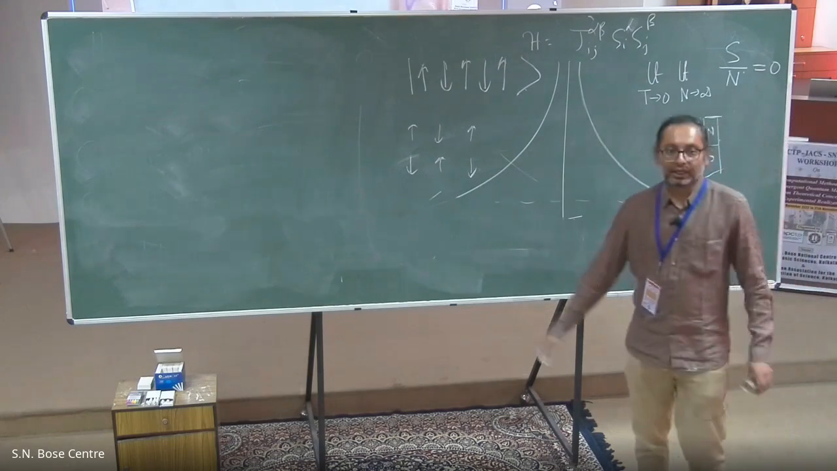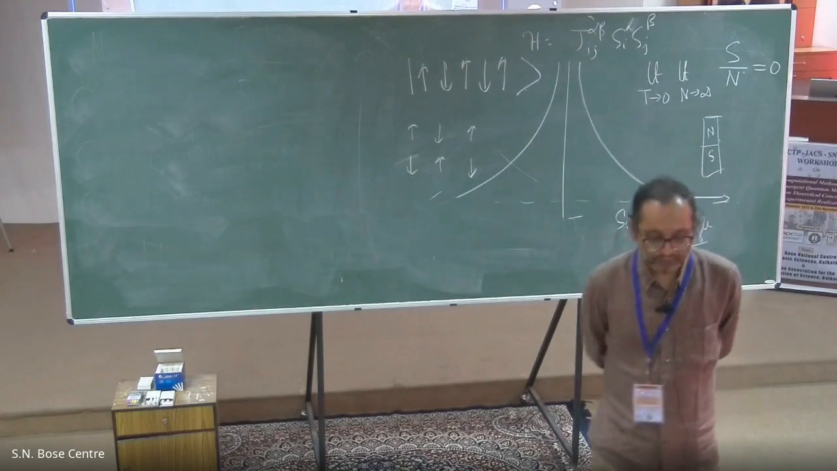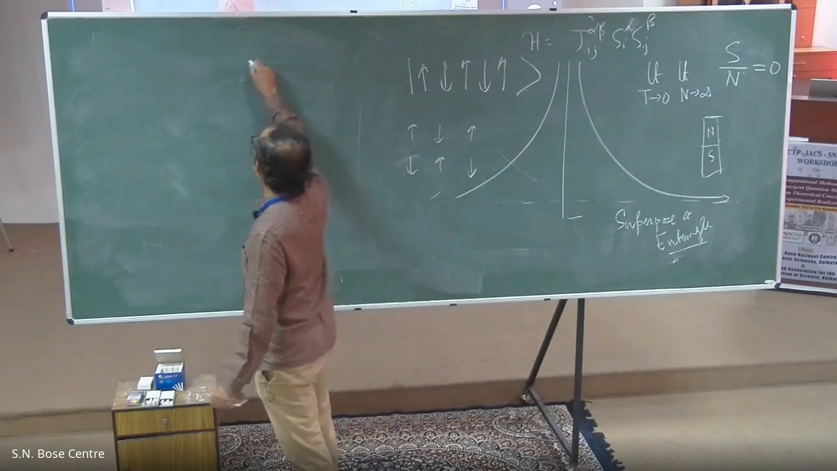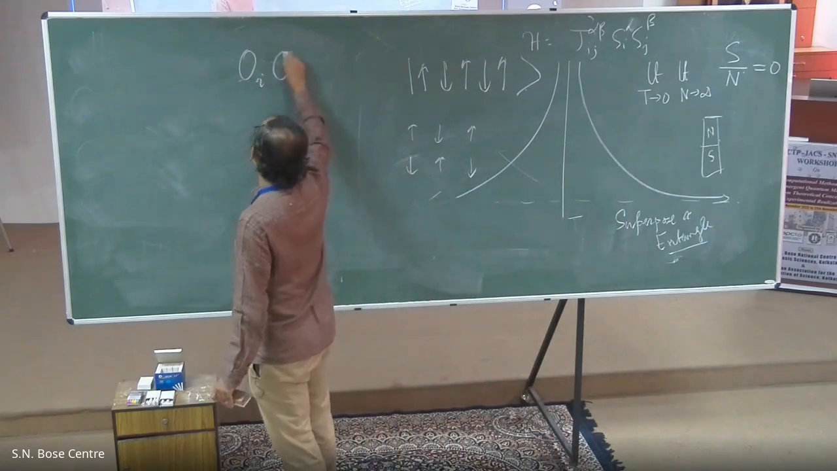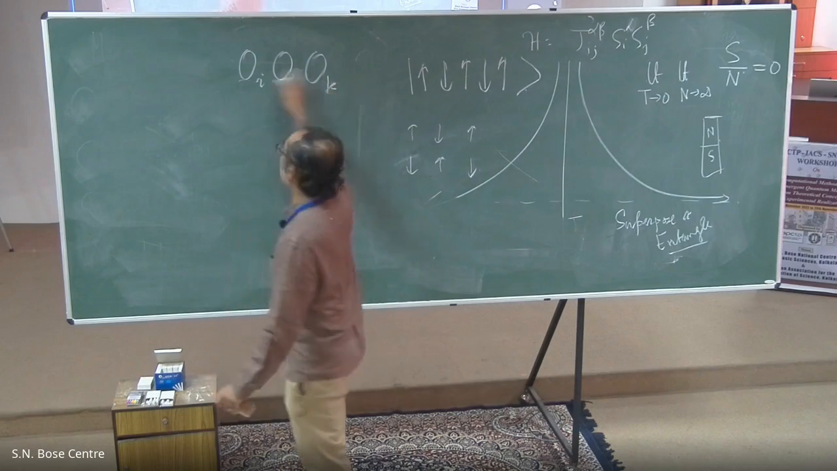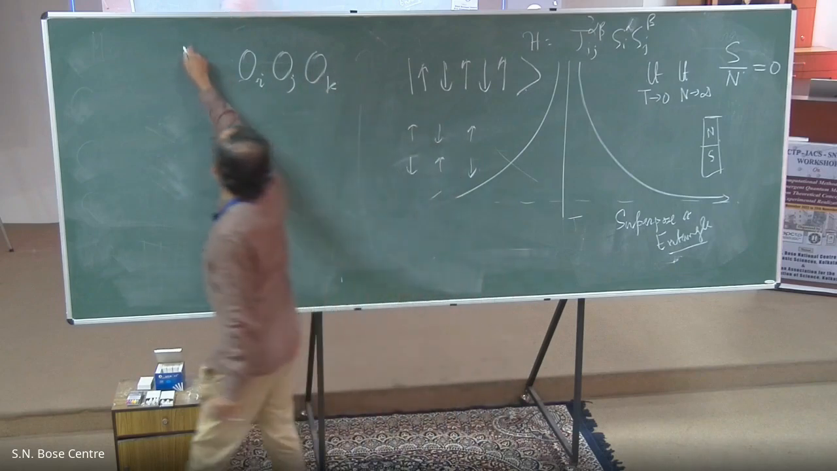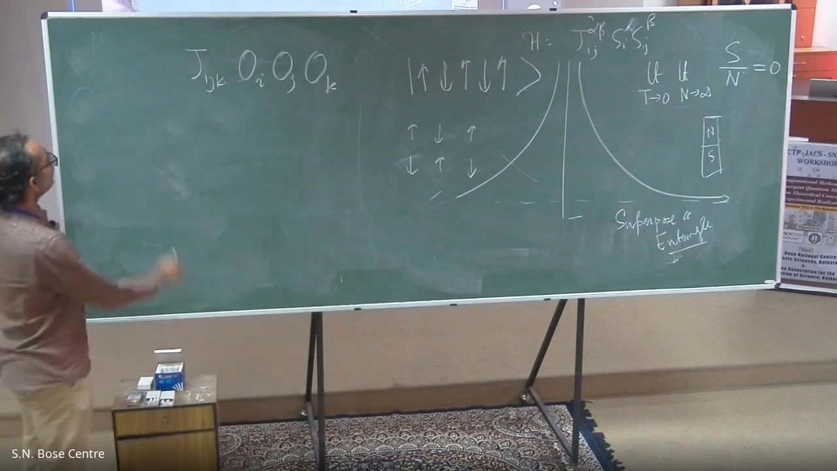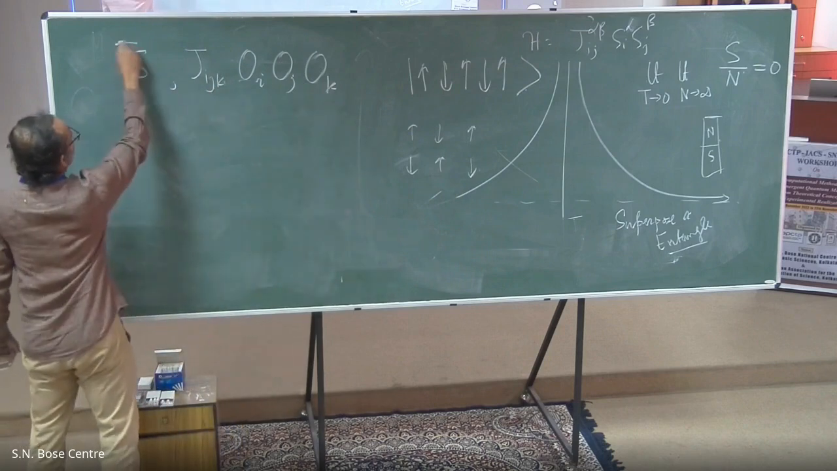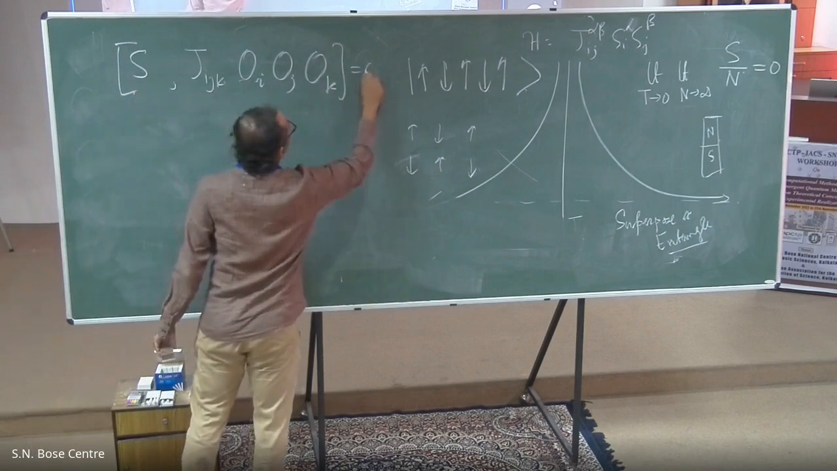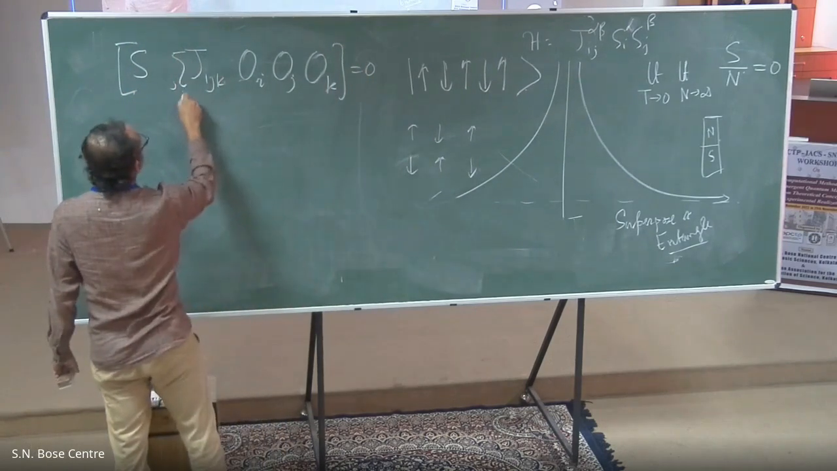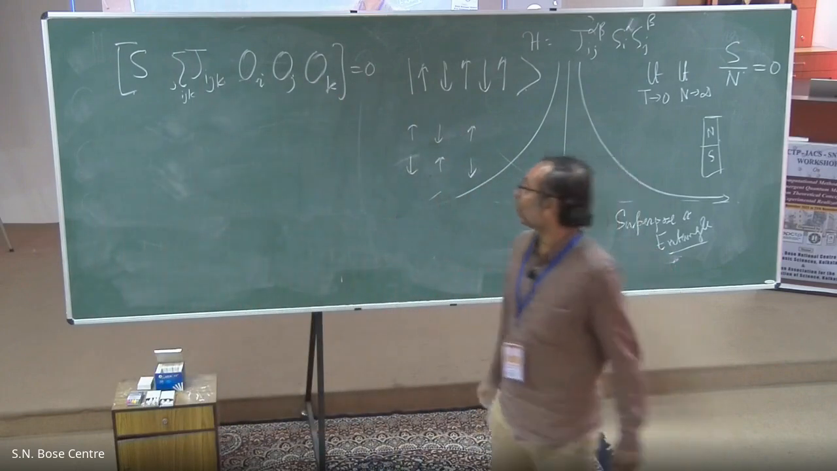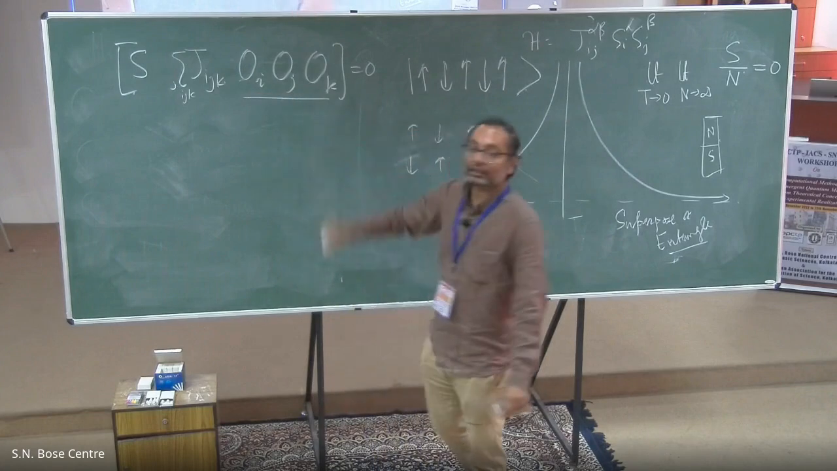So, the question has twofold answers. The first step is that if I write down some terms, say O_i, O_j, O_k, three operators, and take a coupling constant like this, and if this commutes with whatever symmetry I have in the system, then it is allowed in the Hamiltonian. So that's a statement about the operator content.